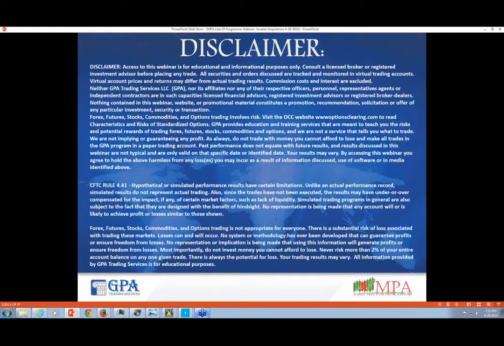And as always, the disclaimer. All trading involves risk. Therefore, we recommend you do not trade with money you cannot afford to lose. Never risk more than 2% of your entire account balance on any one given trade. For options traders, never risk more than 5% of your entire account balance on any one given options trade. And finally, all information provided during today's webinar will be for your educational purposes.